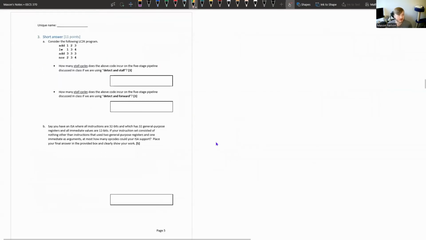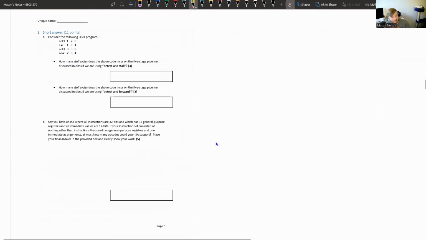All right. Let's move on to problem 3 now. This is our pipelining question. This is a relatively basic pipelining question. We'll see much more complicated pipelining questions on the finals, but let's go ahead and look at this one. So we're told to consider the following LC2K program. There's an add, a load, an add, and a NOR.